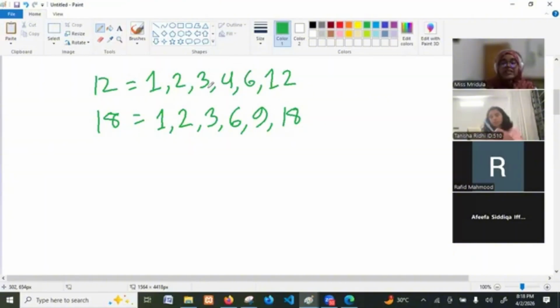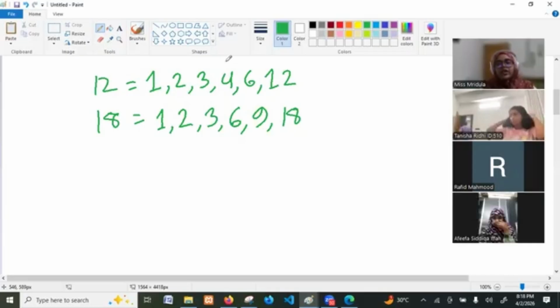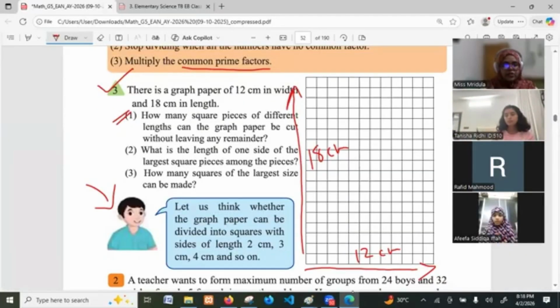We can divide 12 by 6 and we will not get any remainder. Okay, so that's another hint. When they're telling that there will be no remainder, that means they are asking for the factors. Okay, let's go to the second one.